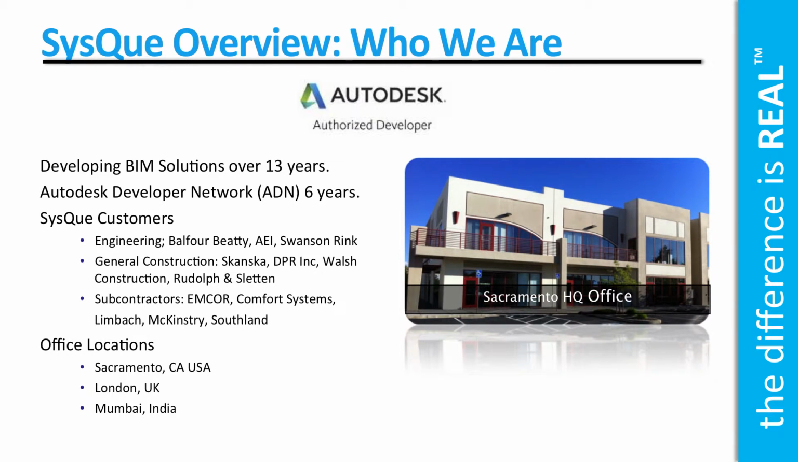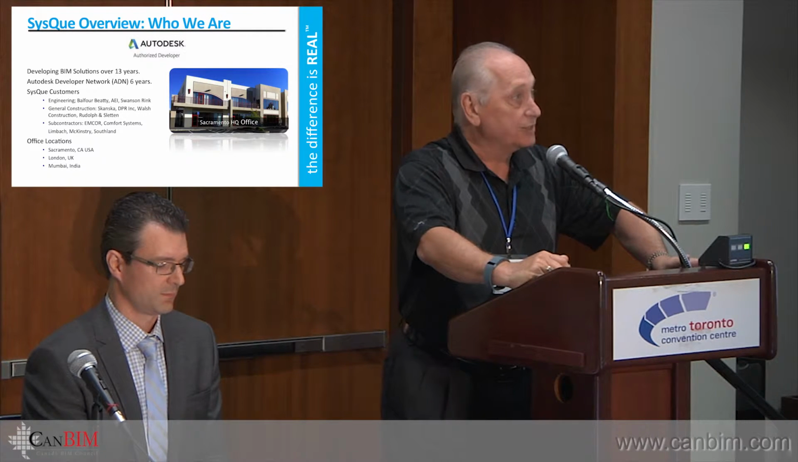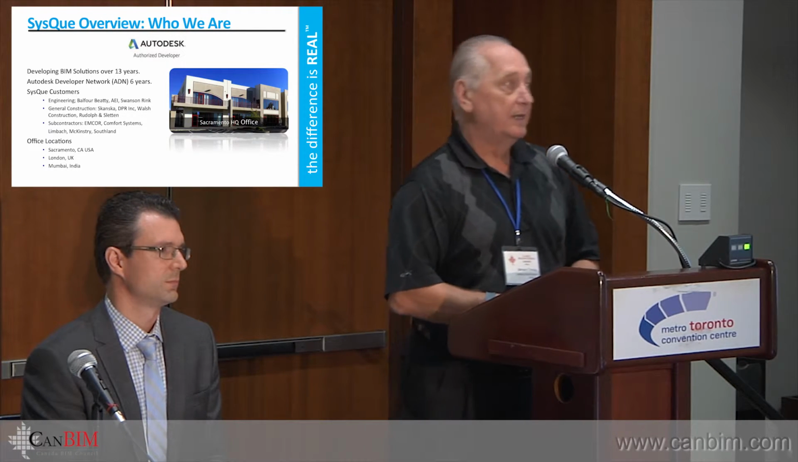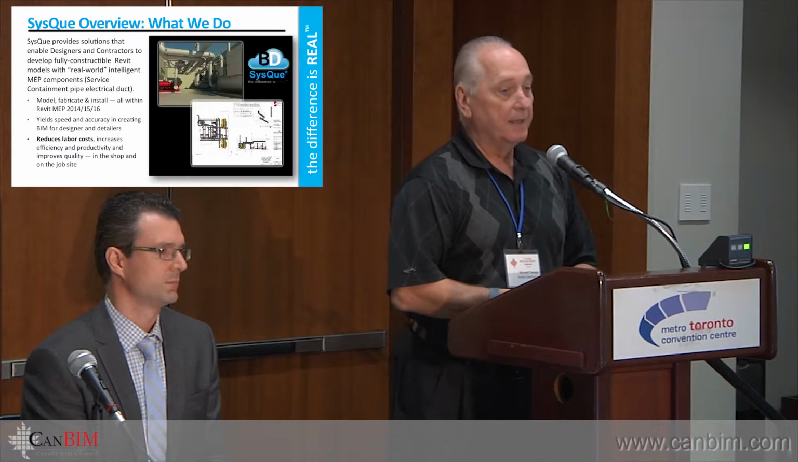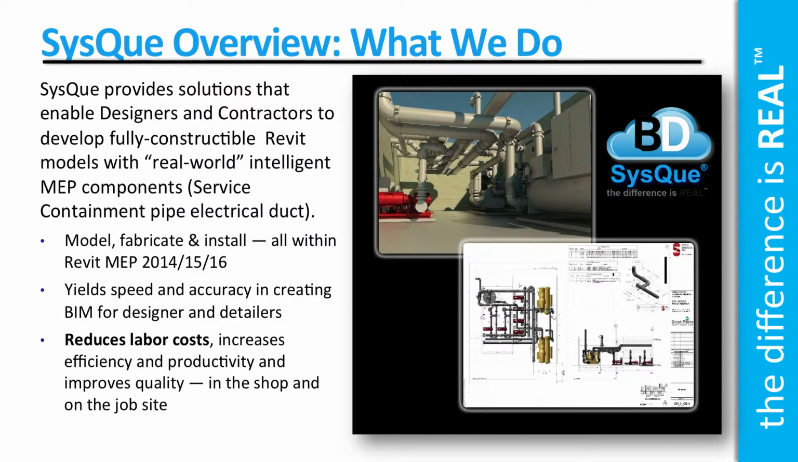What do we do? We're basically a developer of BIM systems that is going to allow you to build to a level of development of LOD 400 and 500. We have customers that range anywhere from engineers to contractors. We have office locations in Sacramento, California, the UK, and Mumbai. And we provide fully constructible Revit models with real-world information and intelligent components inside Revit.